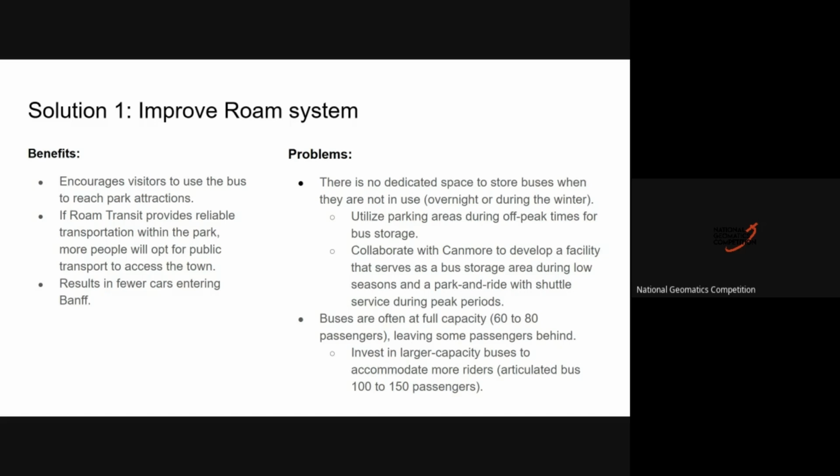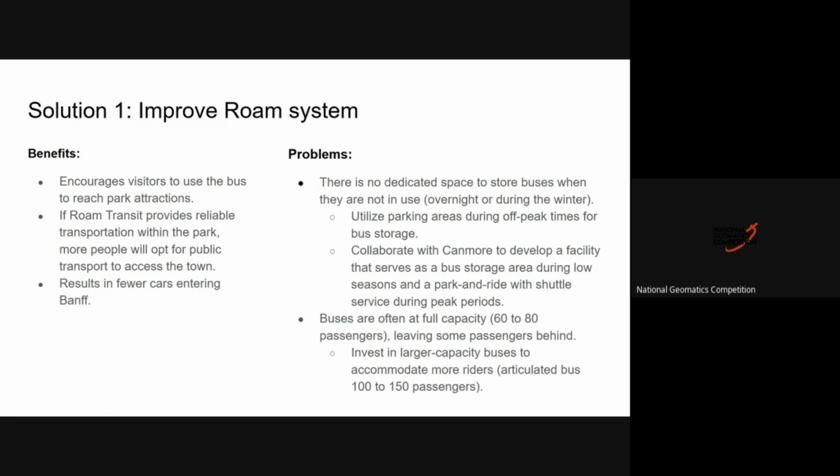Also, we thought about collaborating with Canmore to develop a facility that serves as a bus storage area during low season and a park and ride with a shuttle service during peak period. Because Canmore is not in the park, it's probably easier to build a facility like that.